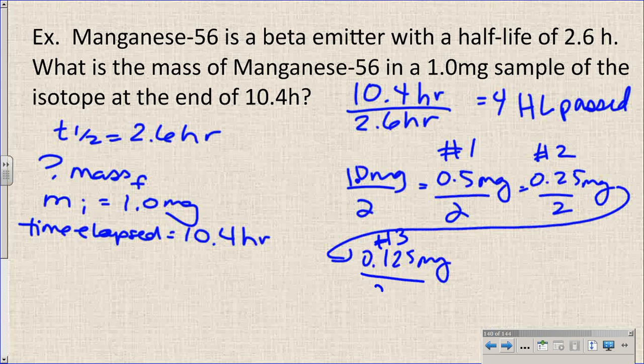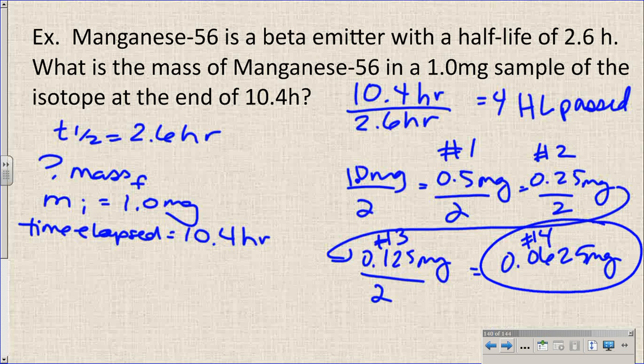And then last one, we divide by 2 again, and we get 0.0625 milligrams. And that's after the fourth half-life, so we're stopping there. That's how much is left. So I find it sometimes easy: if you know a full set of half-lives passed, go with that. If you don't know the full half-lives passed, then go with your previous equation.